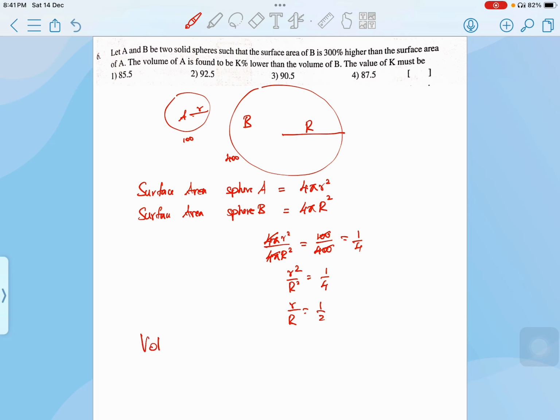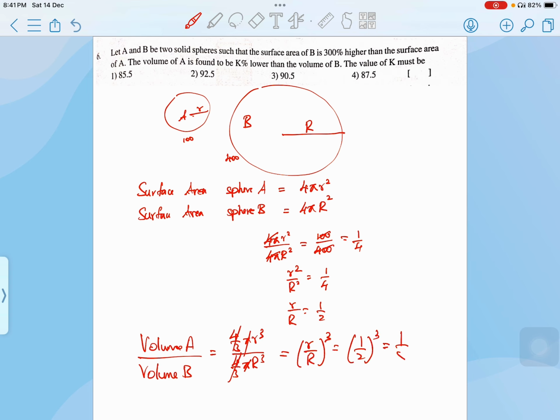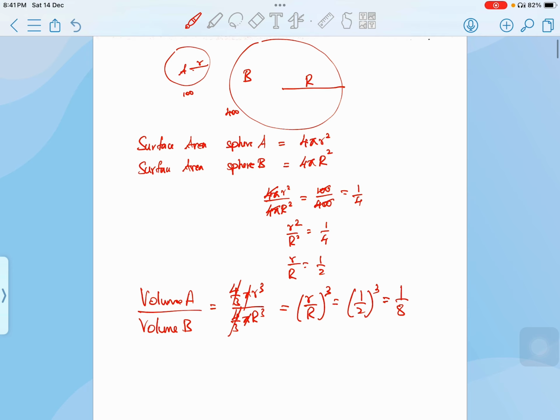So volume of sphere A divided by volume of sphere B. So what is the volume of sphere A? Volume formula is 4 by 3 pi r cube divided by 4 by 3 pi capital R cube. 4 by 3 pi and pi cancel. So r by capital R whole cube. So 1 by 2 whole cube means you will get 1 by 8. So their volumes are in a ratio 1 is to 8. Means if this one volume is 1 part, next one volume is 8 parts. So it is differed by 7 parts.